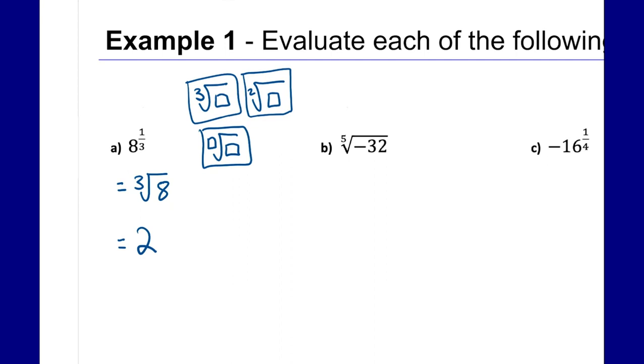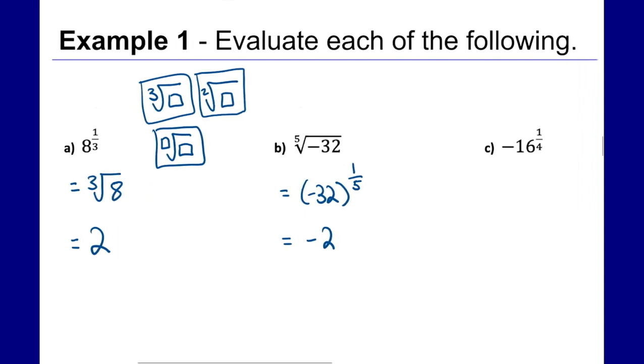Now, the fifth root of negative 32. If you don't have one of those buttons to do the fifth root, that's okay, because we can convert this to an exponent. You should have at least an exponent button on your calculator. So the base is negative 32, the exponent becomes 1 over 5. You could use your calculator, or you could say, what times itself 5 times gives me negative 32? In this case, our answer is negative 2.